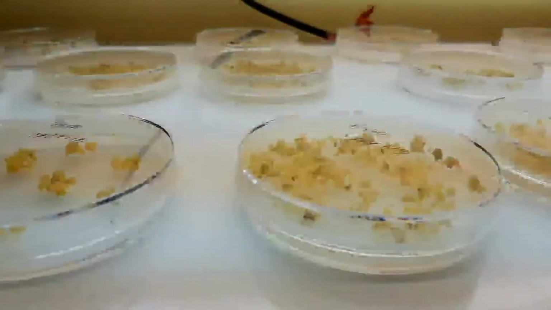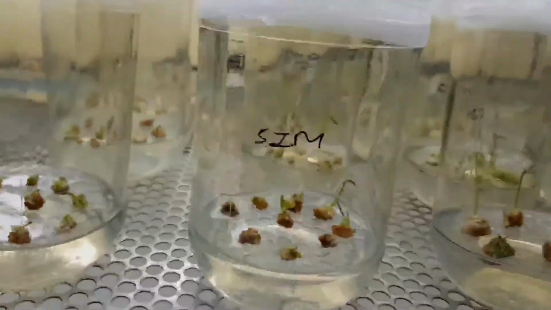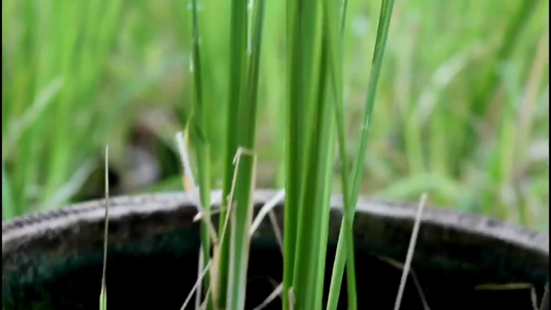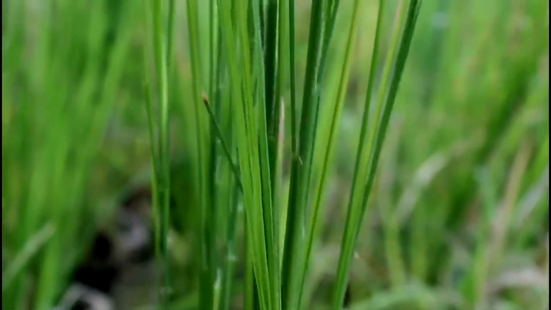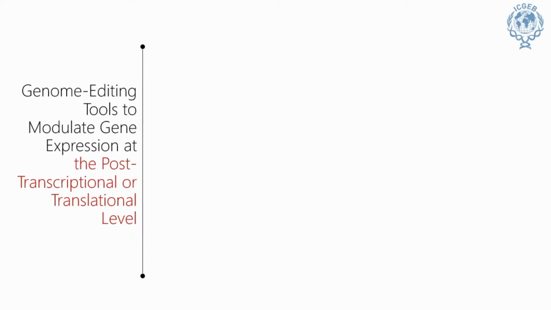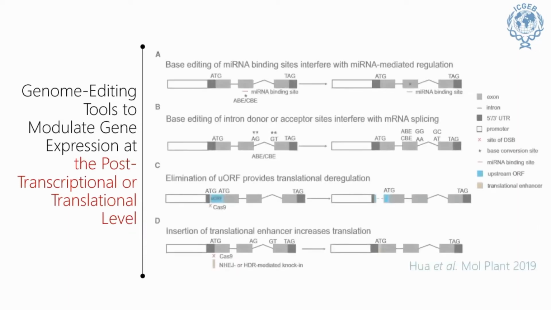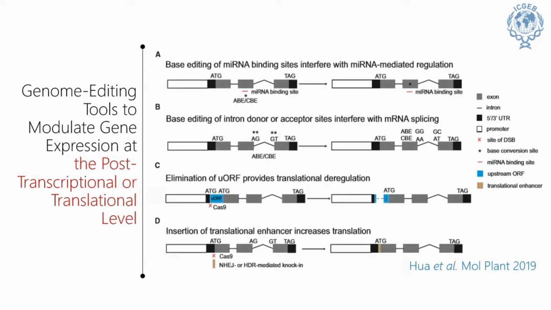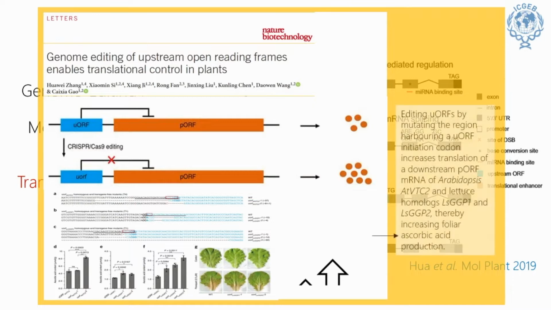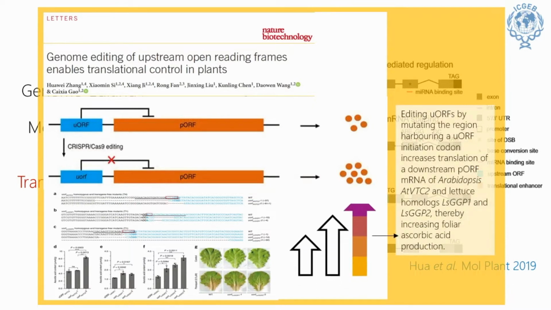Selecting an appropriate genome editing approach is another factor that is important to accomplish the desired outcomes, as numerous genome editing tools are available to incorporate diverse modifications in crop genomes. Amongst the tools and strategies to modulate gene expression at the post-transcriptional or translational levels, mutating the initiation codon of the upstream open reading frames, for instance in lettuce and Arabidopsis, resulted in enhanced translation of downstream primary ORFs that led to increased ascorbate levels.